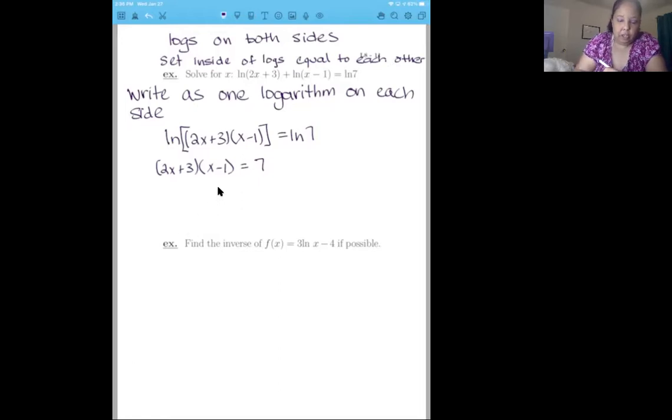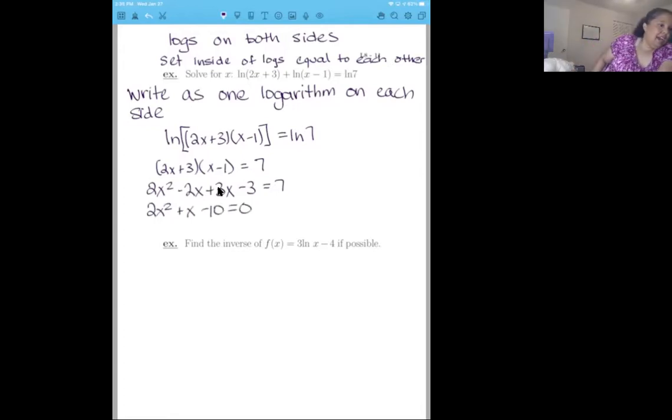So let's FOIL. First is 2x squared. Outer is minus 2x. Inner plus 3x. Last minus 3. And then bring the 7 over and add like terms. So 2x squared plus x minus 10.